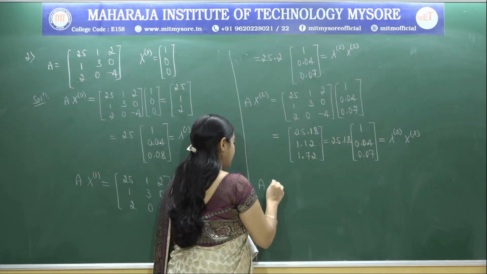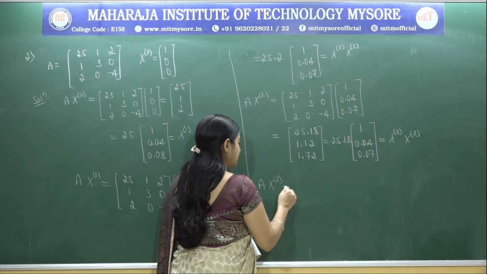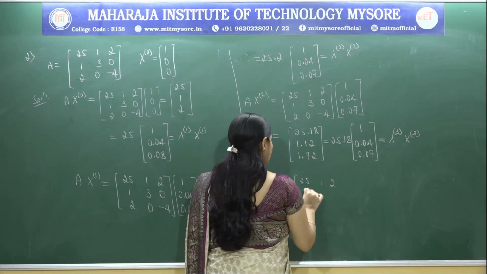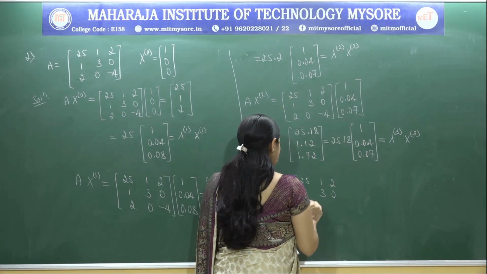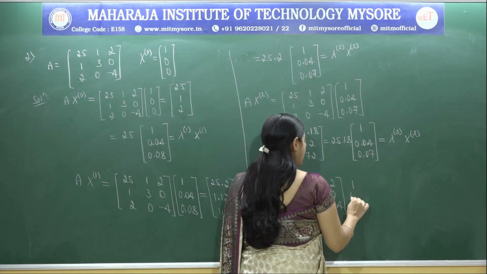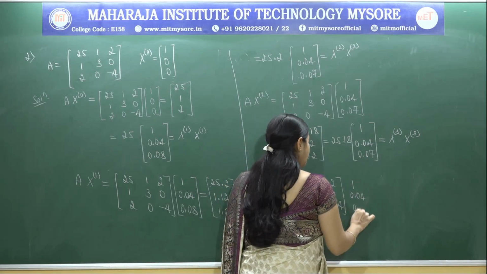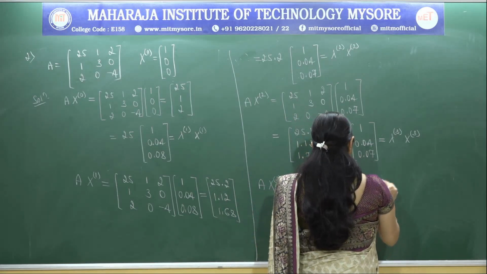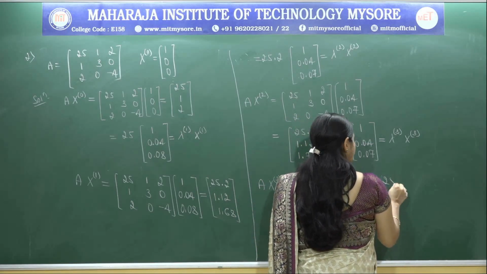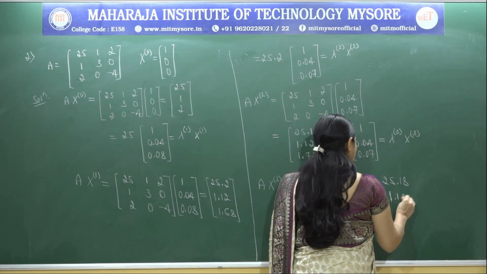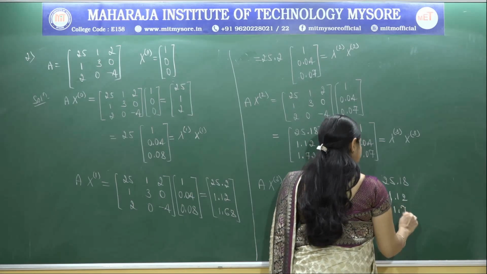Again take one more matrix multiplication, A into x with third iteration. So it is 25, 1 and 2, 1, 3, 0, 2, 0, minus 4, with 1, 0.04, 0.07. Take the matrix multiplication, you will get the entries same as the previous one. It is 1.12 and 1.72.